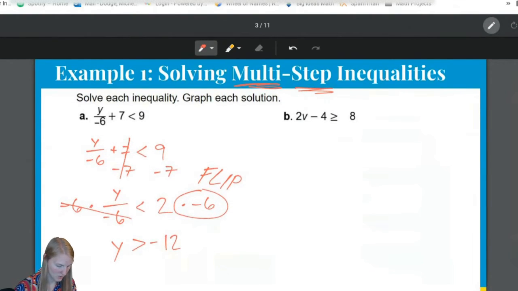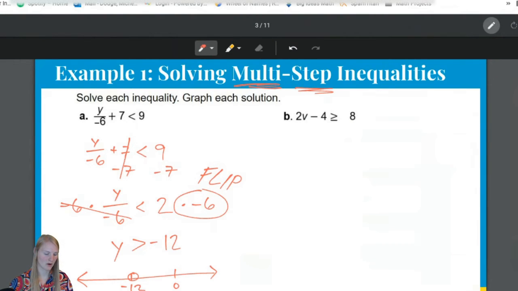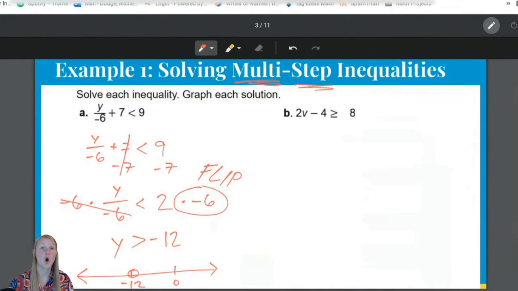And now, let's graph this. We have 0 and -12. Our circle around this should be open because it is strictly greater than. There's no or equal to sign underneath it. And let's see, y is bigger than -12. So that means all the numbers that are bigger than -12 are over here.